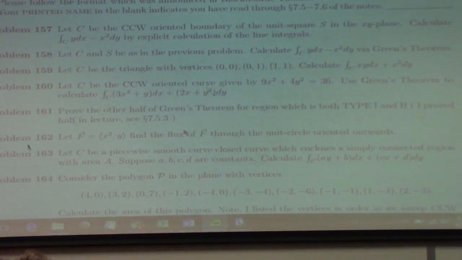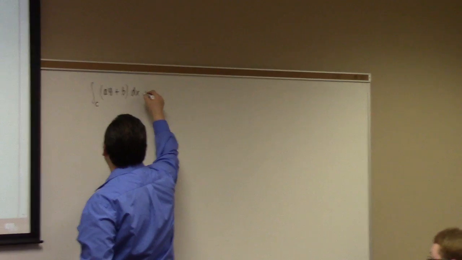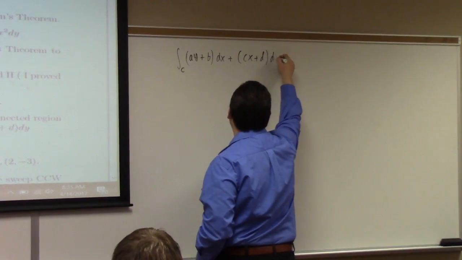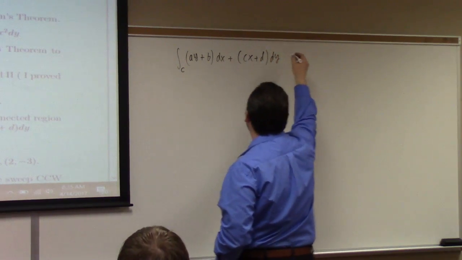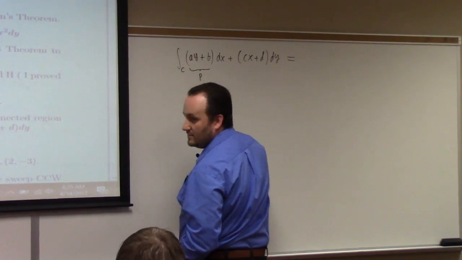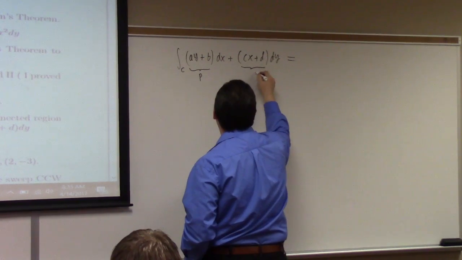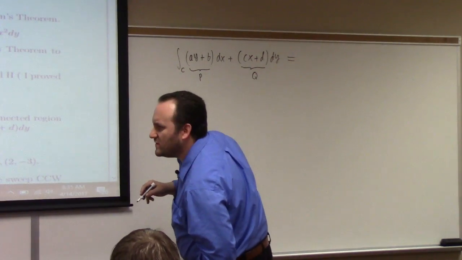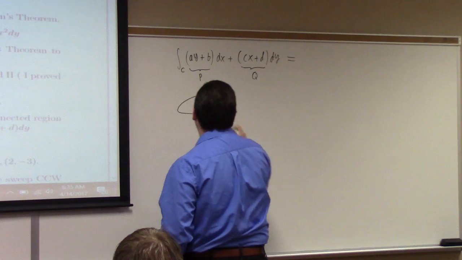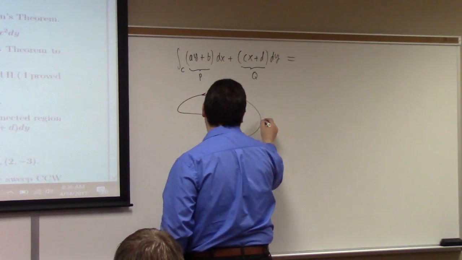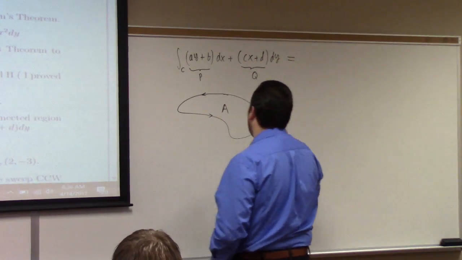The integral over C of (Ay + B) dx + (Cx + D) dy. I'll try not to work the problem for you. This is P, this is Q. And what did I give the name region? Oh, A. So the picture is something like this. Here's A. The boundary of A is what I've called C, right?